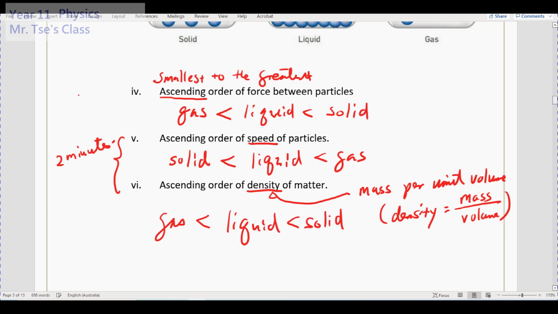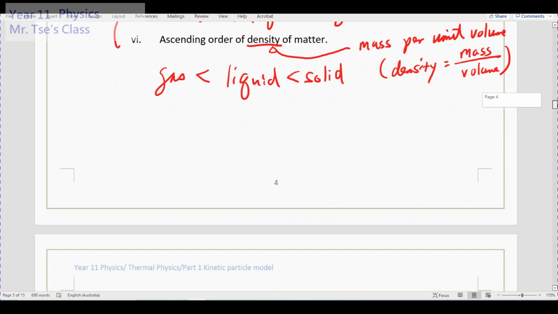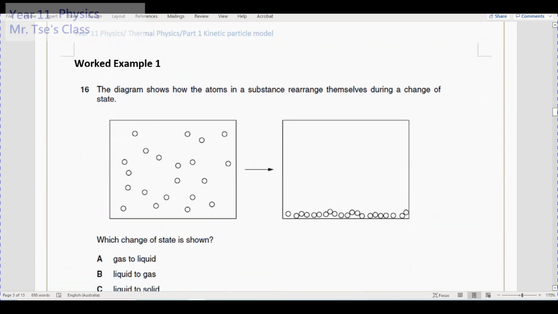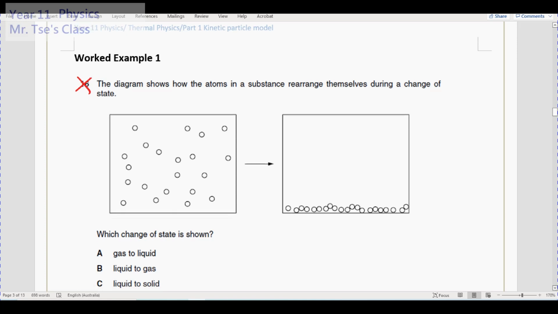Okay, so these are very basic understandings of the descriptions of the different states of matter. Okay, there are some examples. So that's example 1. First of all, just ignore those 16, because I took those questions from some examination board.